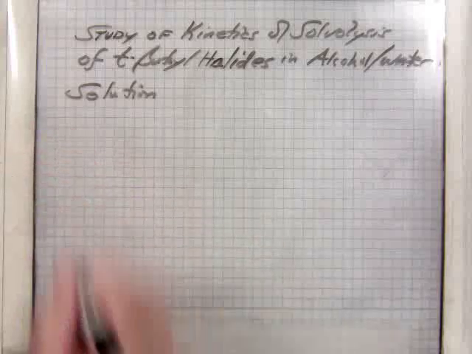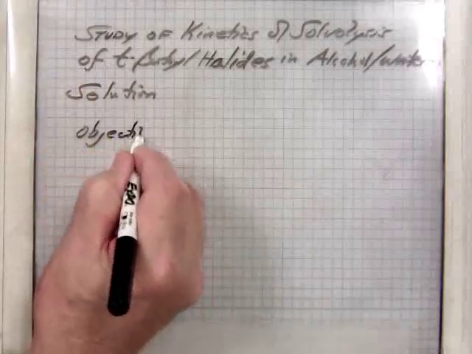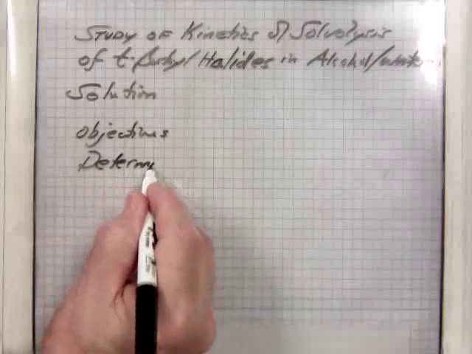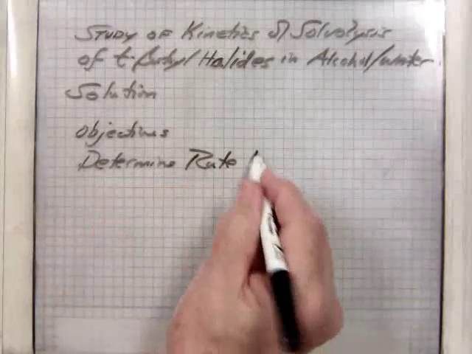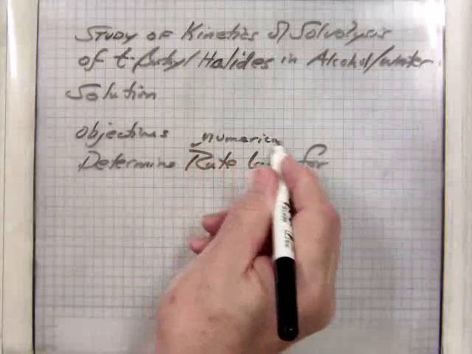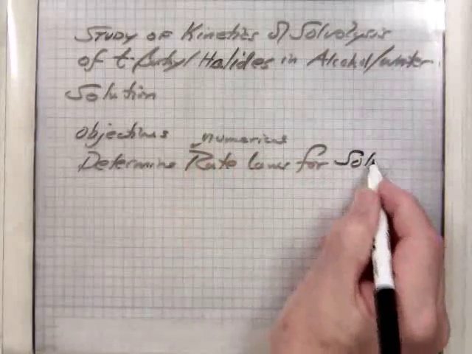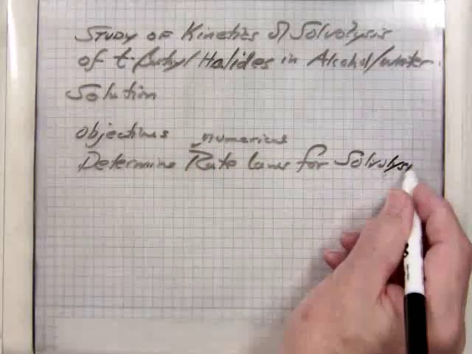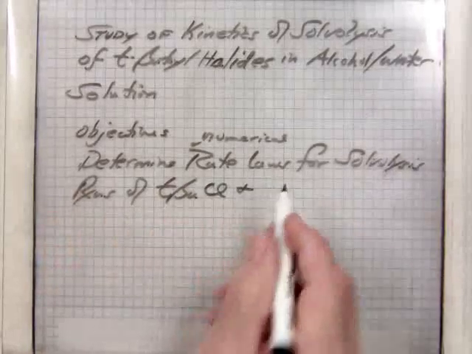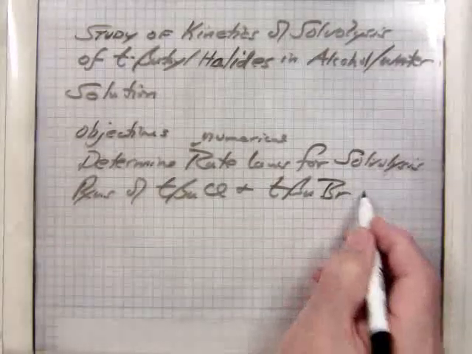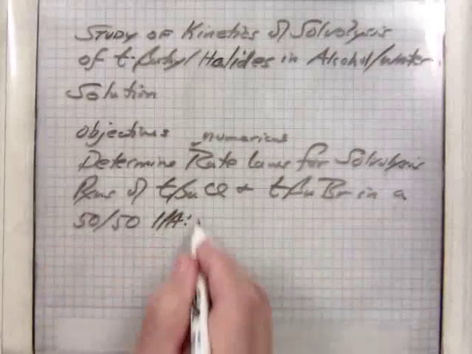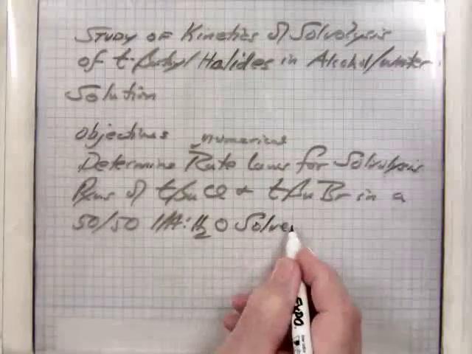Now, in this lab, the objective is essentially to determine rate laws, I should say numerical rate laws, for solvolysis reactions of T-butyl chloride and T-butyl bromide in a 50-50 IPA H2O solvent system.